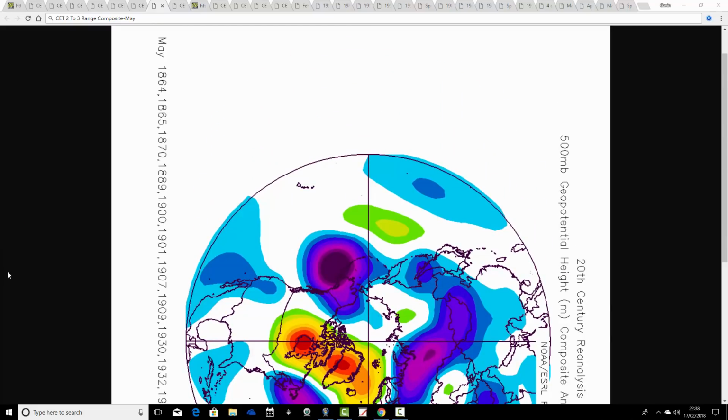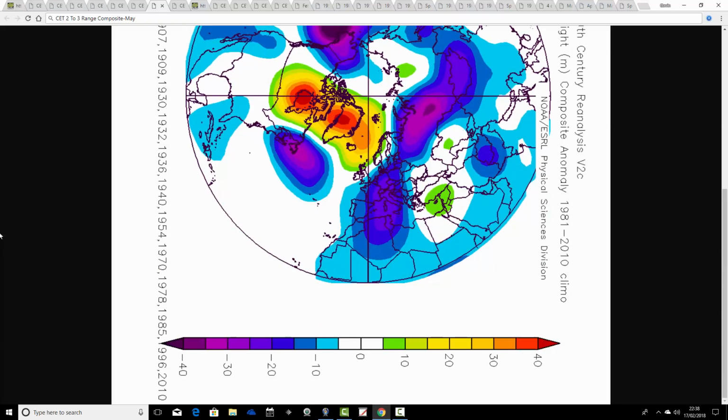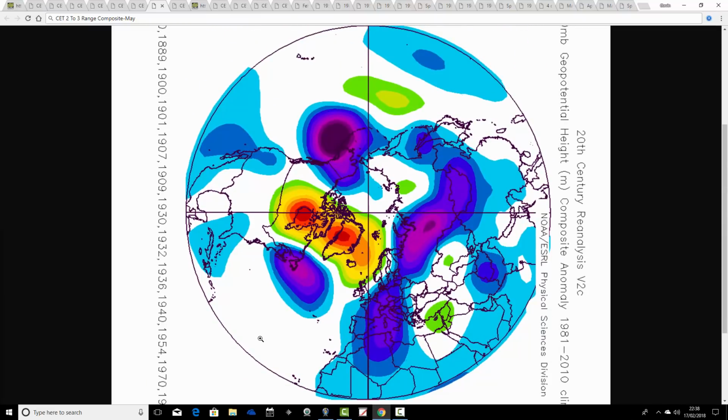Again, bear in mind, there's a big range of years. We start at 1864. We finish down at 2010. So big range, but I think the evidence here is fairly compelling, that overall, if you have a proper cold February, it's really hard to shake that off as you get through into the spring.